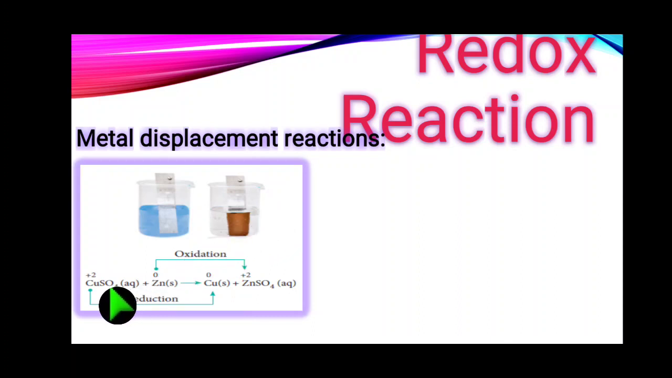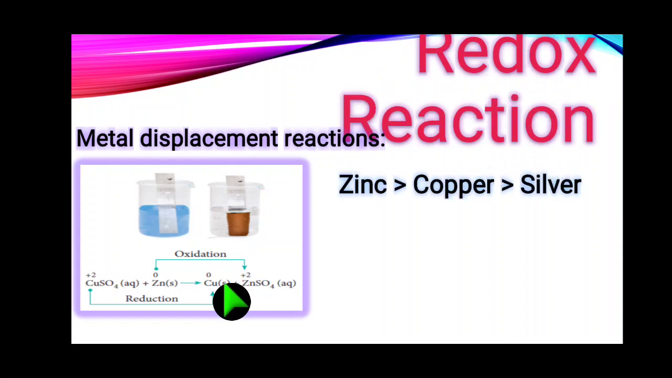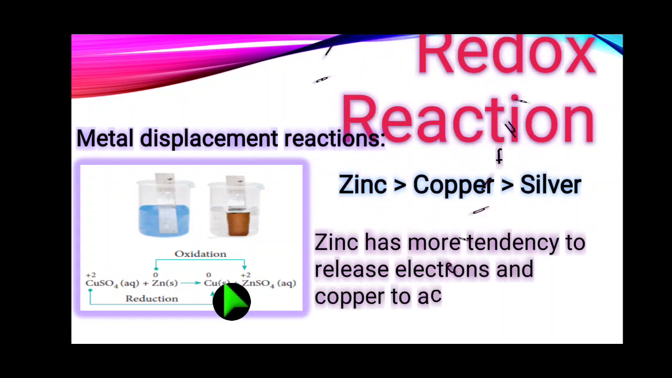So what is the reason? In copper sulfate, the copper charge is +2, turns to 0, and the metallic strip zinc turns from 0 to +2. So zinc turns to zinc sulfate, copper sulfate turns to copper. Here oxidation and reduction simultaneously happen. That is called a redox reaction. Example, metal displacement reaction. Here three metals are compared with each other. Zinc is greater than copper, which is greater than silver. Why? Because zinc has more tendency to release electrons and copper to accept electrons.